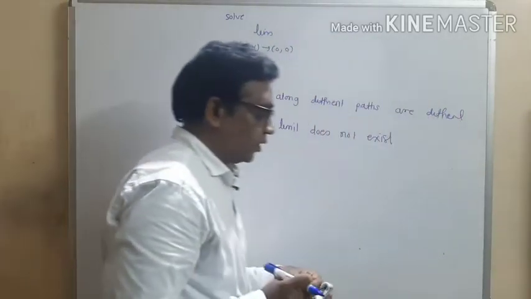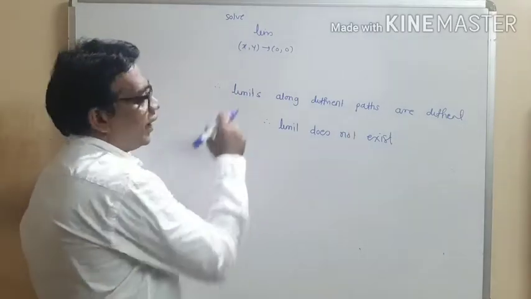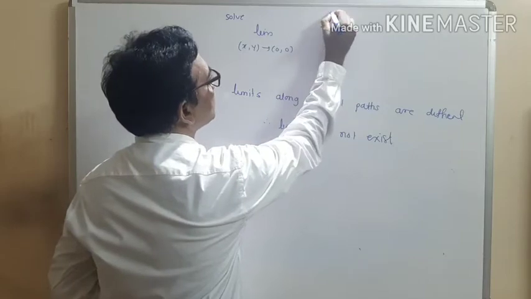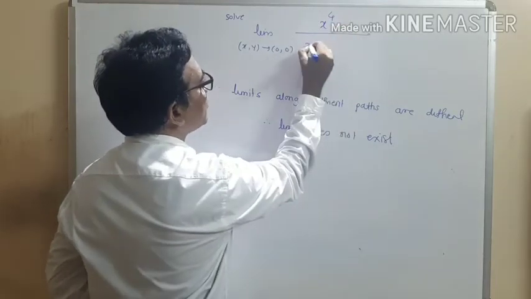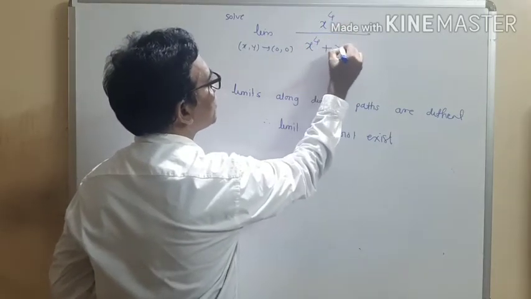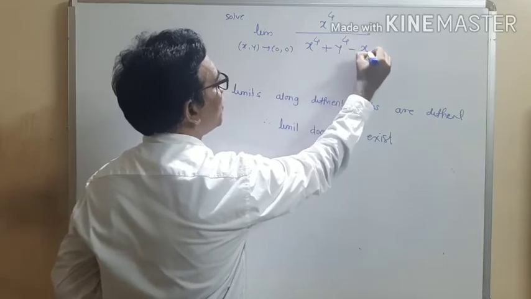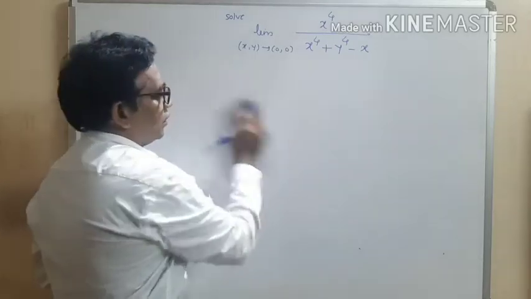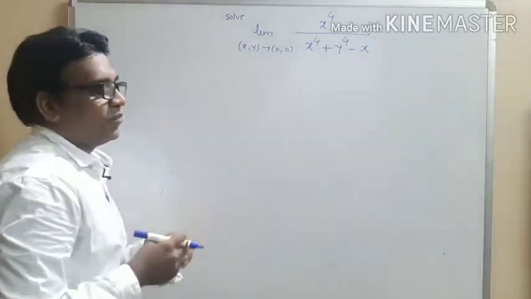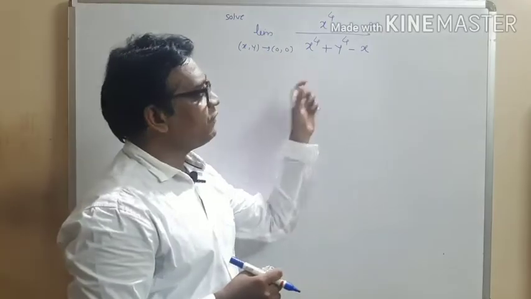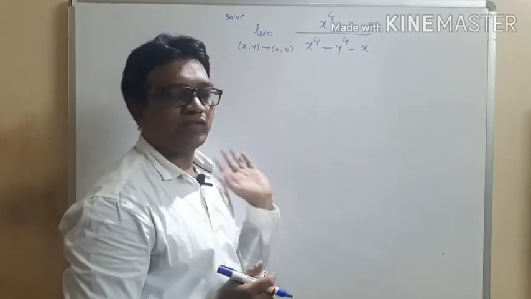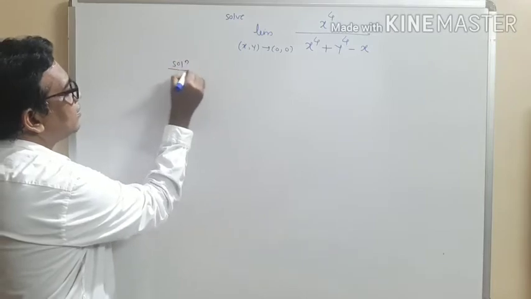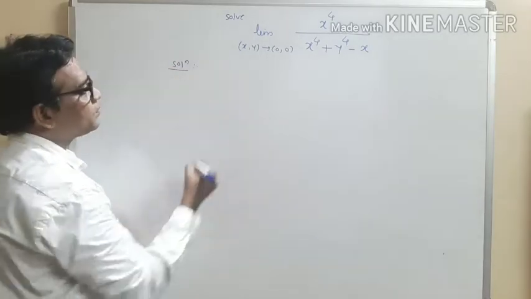Solve the limit (x, y) tends to (0, 0) of the function x raised to 4 upon x raised to 4 plus y raised to 4 minus x. So again the method is the same. Consider different paths and find some different answer. So write down the solution.